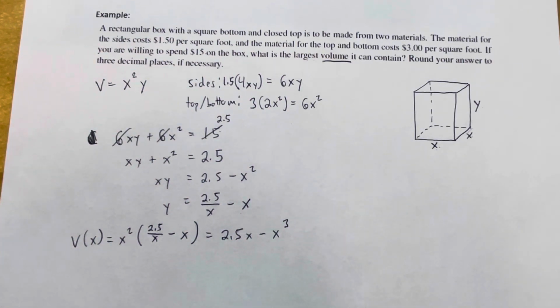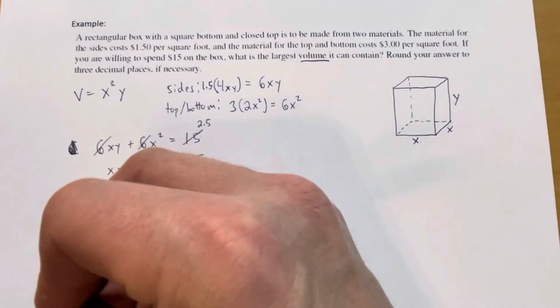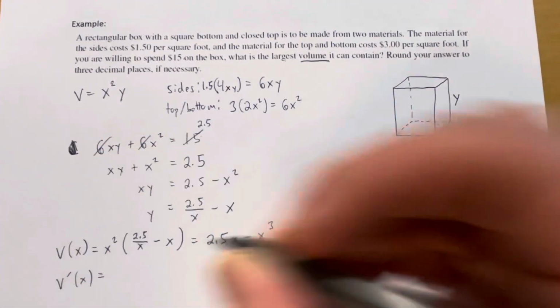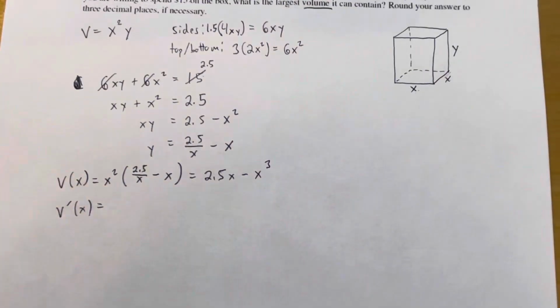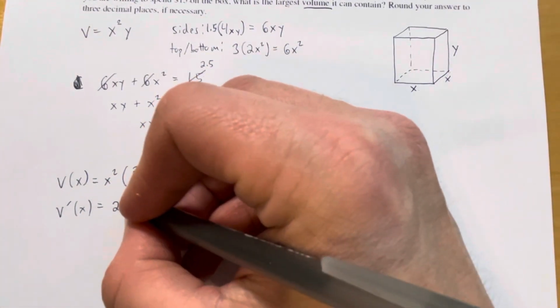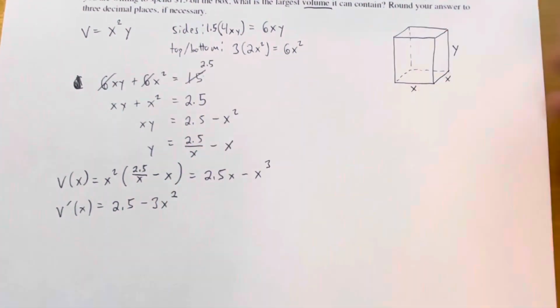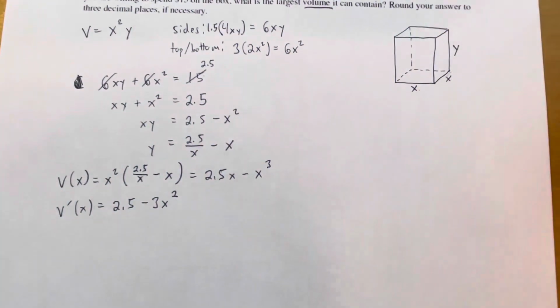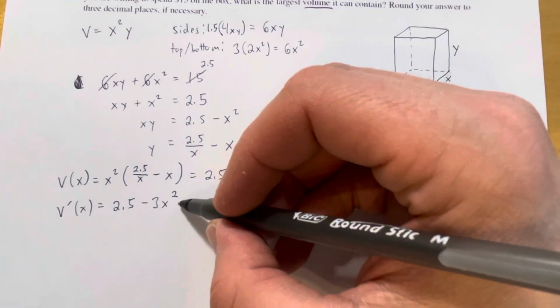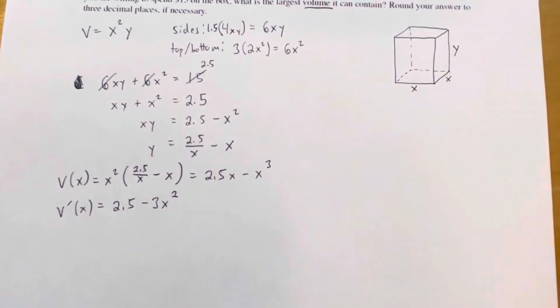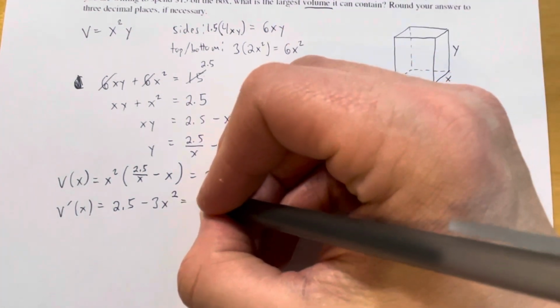The next thing I would want to do is find the critical numbers. I don't know why I was blanking on that for a second. So once again, take its derivative, and the derivative here is going to look like 2.5 minus 3x squared. And we can either look for where this is not defined, which is nowhere, or we can set it equal to 0 and solve.